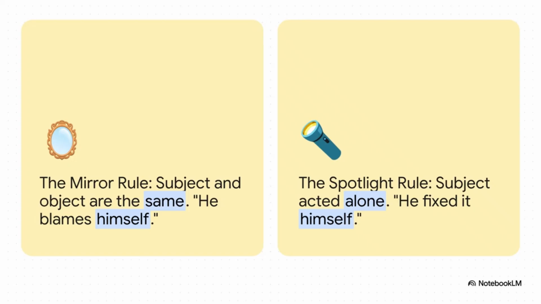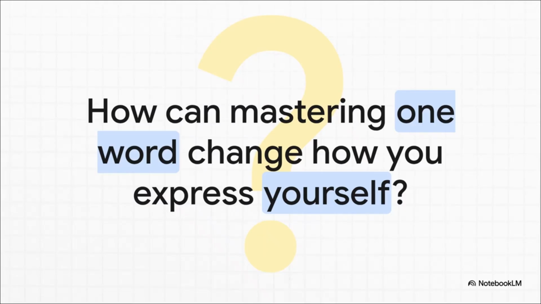So let's just do a super quick recap to lock this in. On one hand, you've got the mirror rule, where the action reflects back. Like in, he blames himself. He's the one doing the blaming and the one getting blamed. Then on the other hand, you've got the spotlight rule for emphasis. He fixed it himself, which means he did it all alone. See? Two very different jobs for the same set of words. Pretty cool, right? And that's pretty much the whole story.